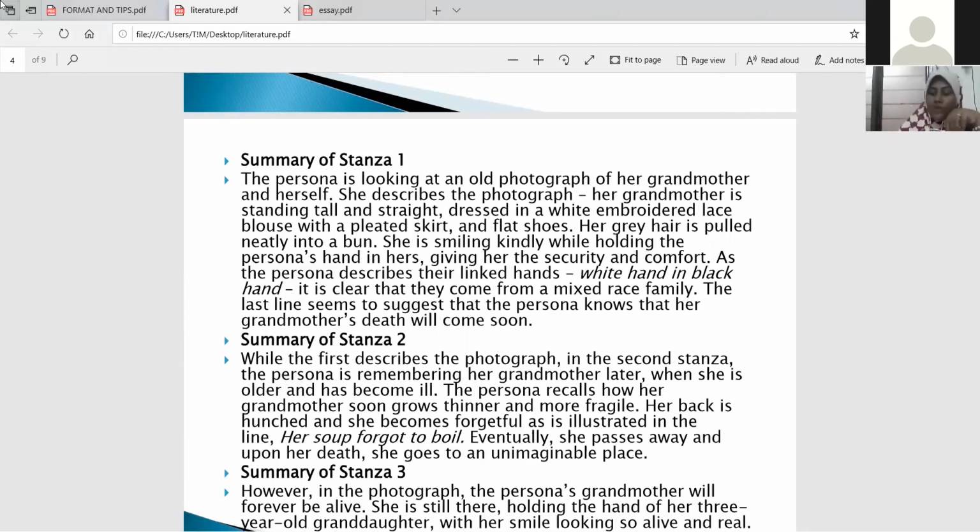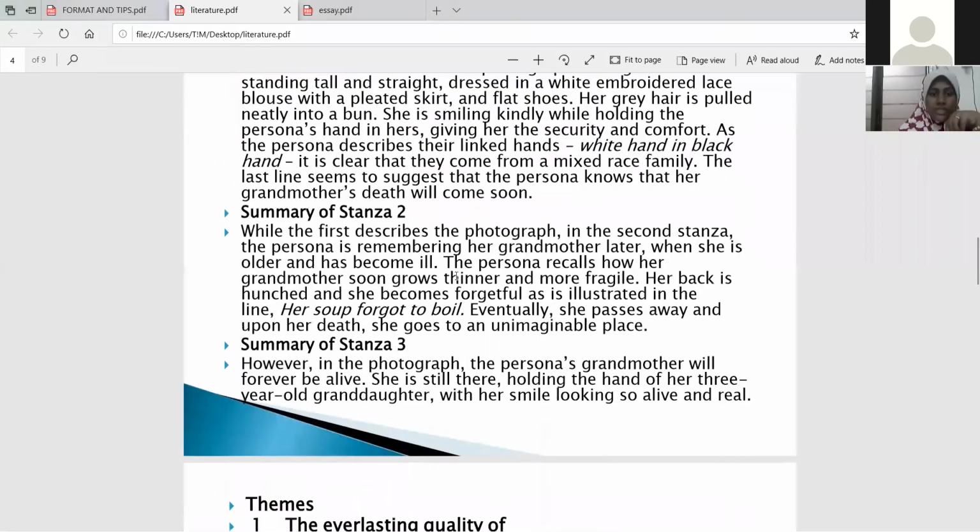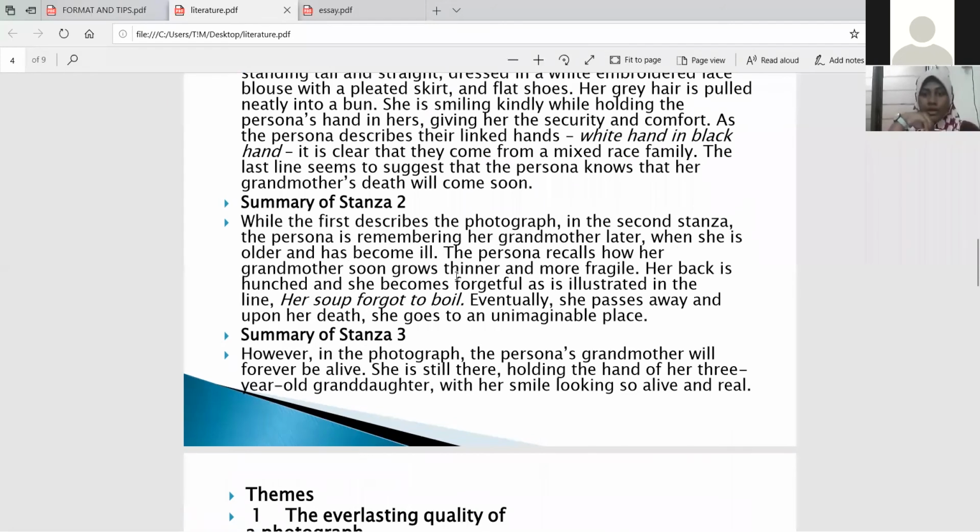So the summary of stanza 2: the first stanza is about the photograph, and the second stanza is remembering how her grandmother later became older and ill. The persona recalls how the grandmother soon grows thinner and more fragile. Fragile, sangat rapuh. Okay, if we use it for a person, they are very weak.